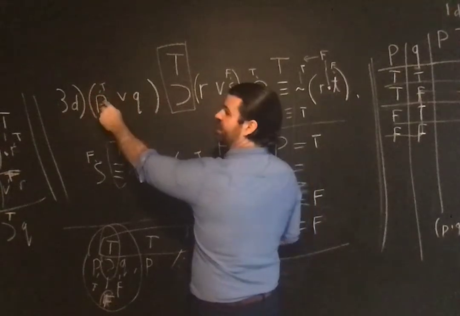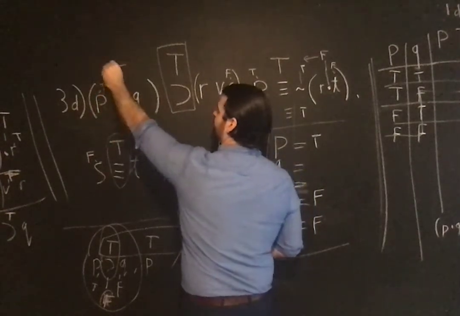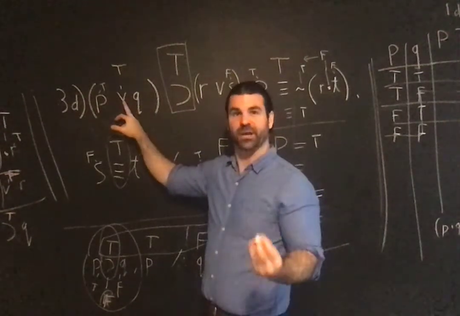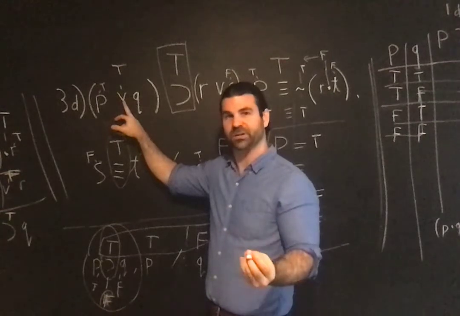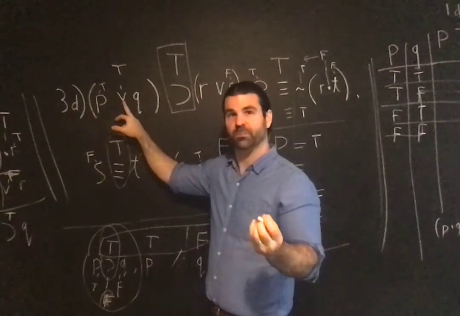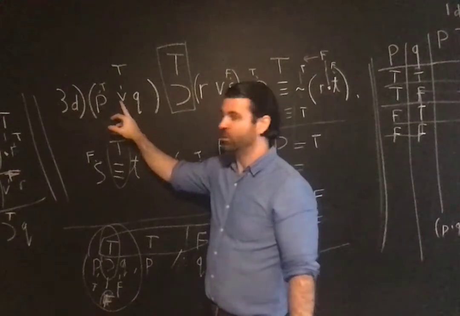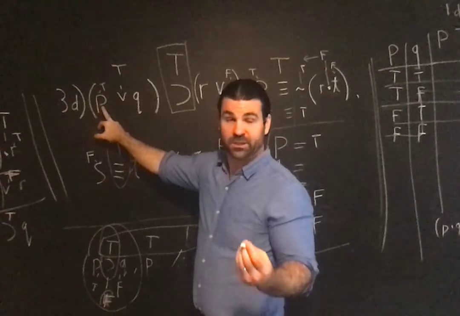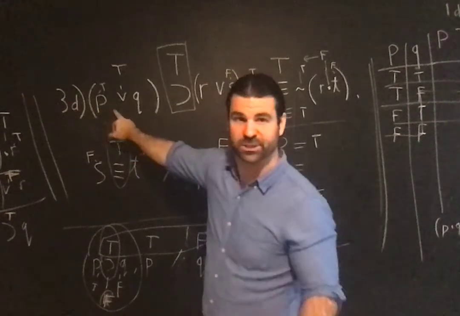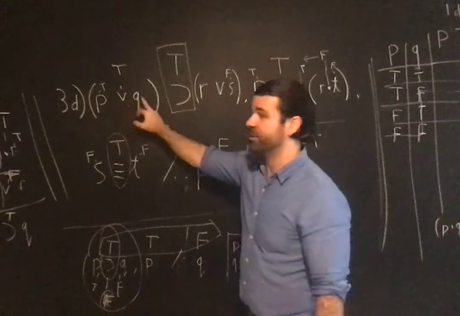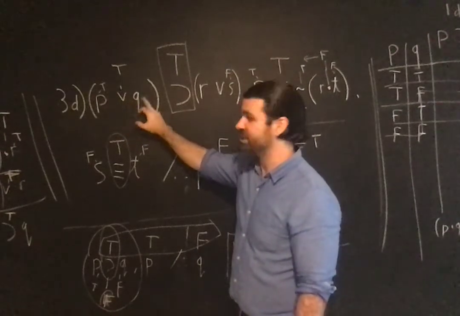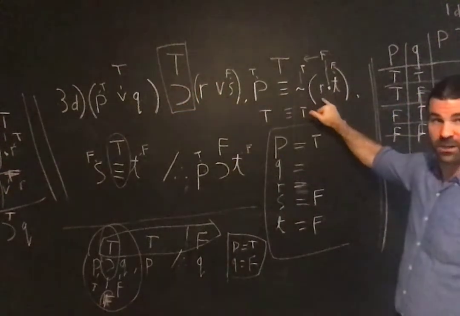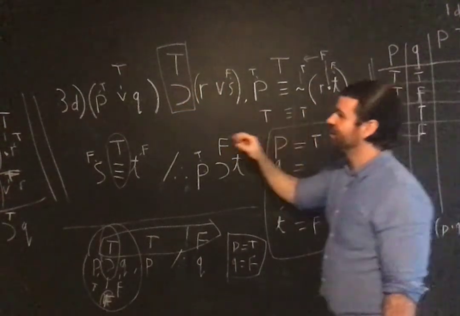Well, that P is true suffices for the truth of the antecedent, right? That's just an application of the knowledge of the truth table for the disjunction. The disjunction is made true by the truth of either disjunct, or the truth of one of the disjuncts is sufficient for the truth of the disjunction. So that makes that true. Doesn't matter what Q is. Q's value doesn't actually matter here in computing this, just as R's didn't matter here. So that's true.